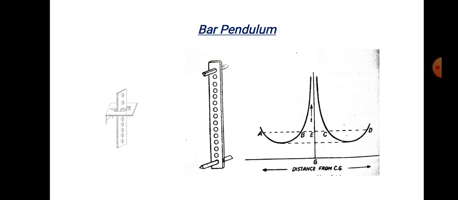A bar pendulum consists of a thin uniform metal bar about 1 meter in length, typically 1 to 1.5 meters. It has a large number of holes drilled along its length, symmetrically on either side of the center of gravity, which we call G.